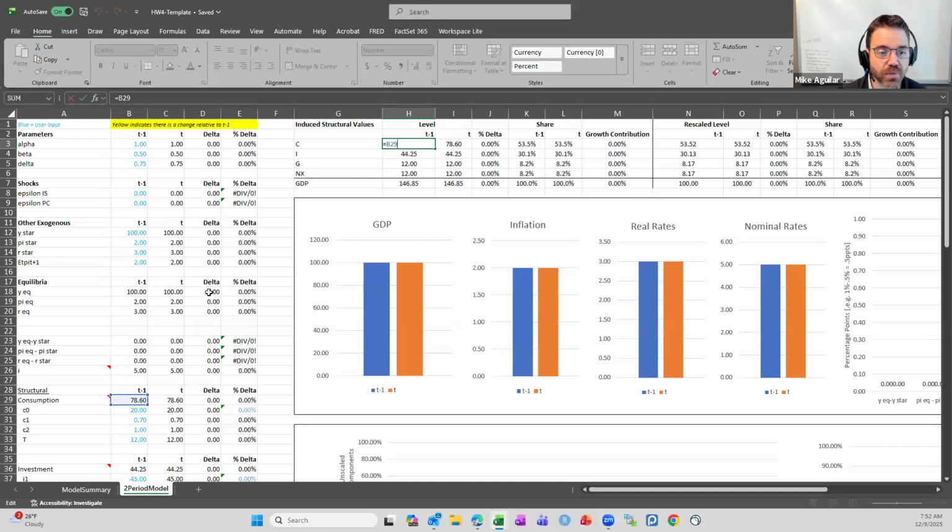From this, then, don't forget that just connects to the reduced form, imputing and inducing some structural values for C, I, G, and X. And we can look at their changes and their shares. And don't forget the shares are just like a fraction of the total. And then the growth contribution, you're multiplying by the percentage change in the share.